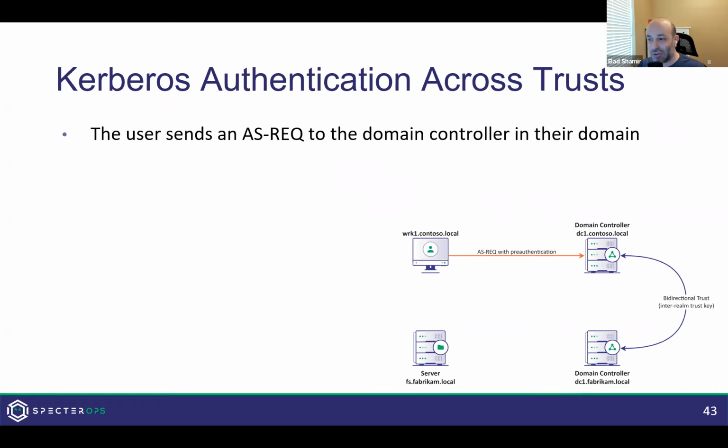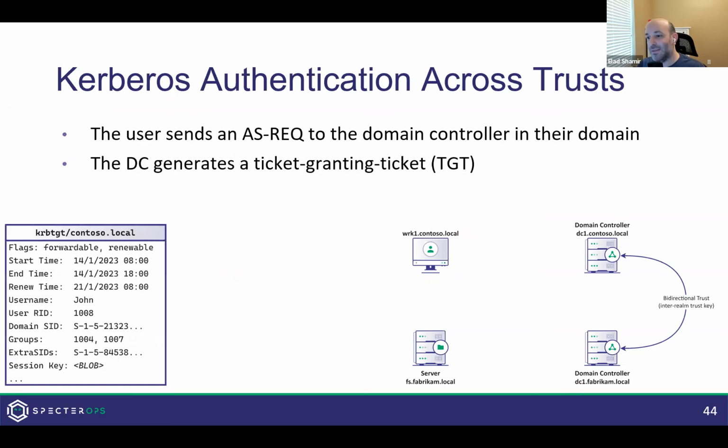So first, John needs to get a TGT. So he sends an AS-REQ to the DC in his own domain. It always starts with the user's own domain. The DC pulls John's information from AD and creates a TGT. Now pay attention to the extra SIDs field in the ticket. When a user is a member of a group in another domain, it is listed in the extra SIDs field.